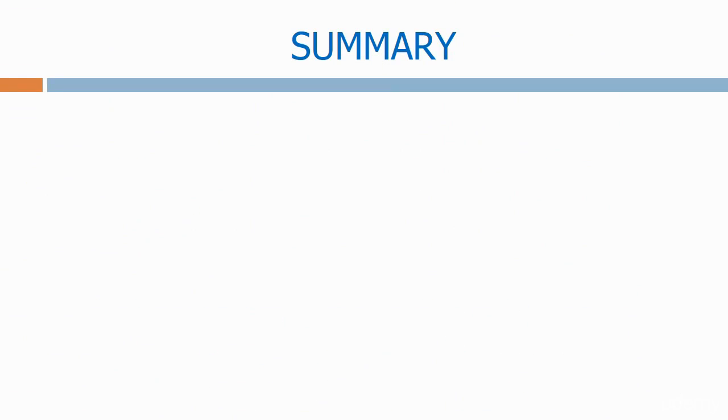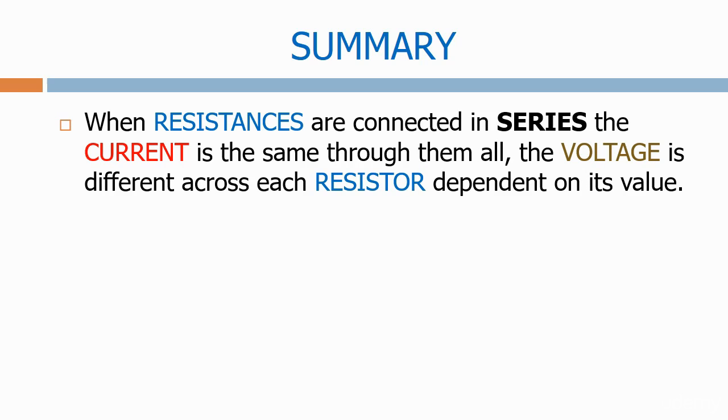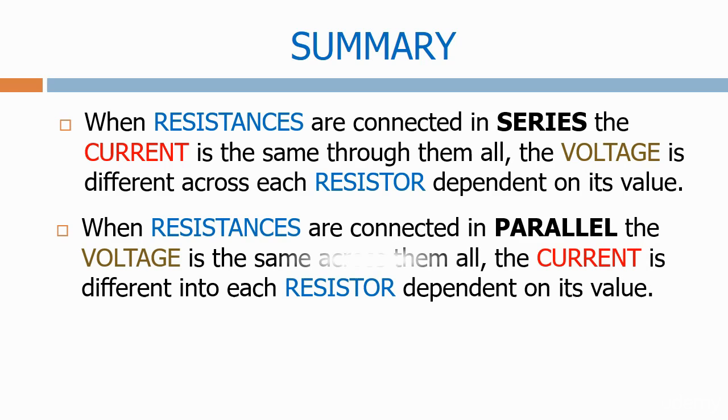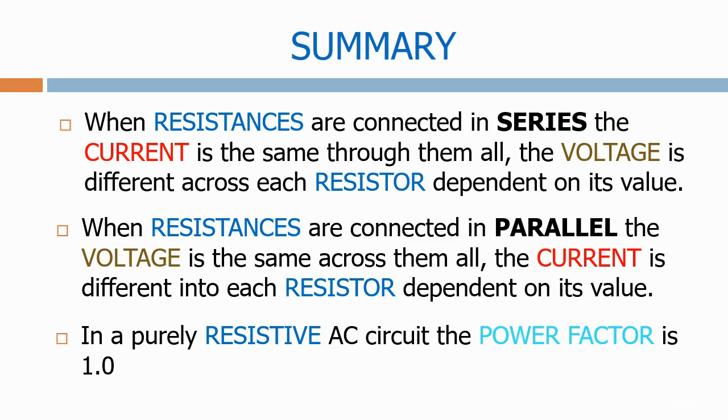Let's summarise what we've learned today. When resistances are connected in series, the current is the same through them all. The voltage is different across each resistor depending on its value. When resistances are connected in parallel, the voltage is the same across them all. The current is different in each resistor depending on its value. And finally, in a purely resistive AC circuit, the power factor is 1.